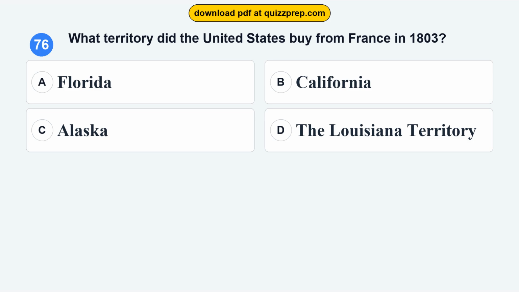Question 76. What territory did the United States buy from France in 1803?